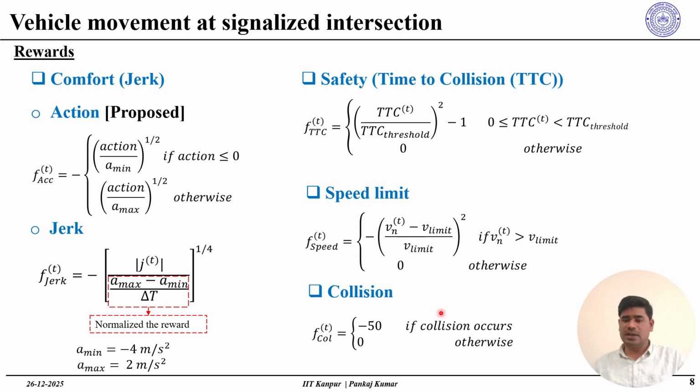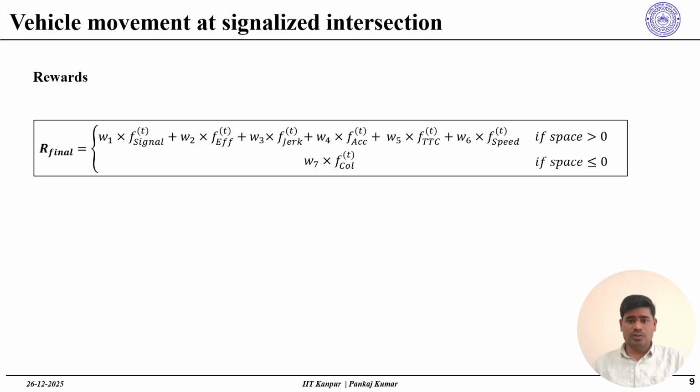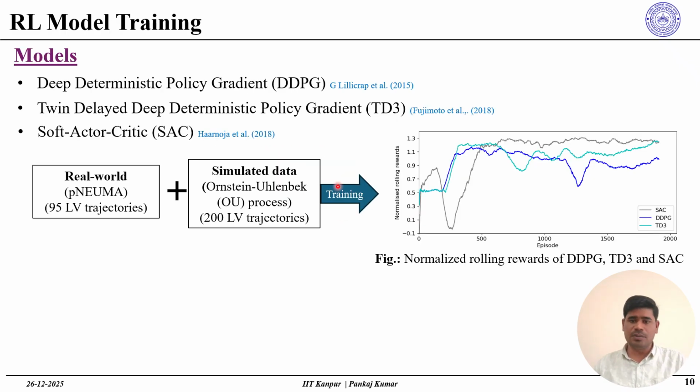And also one more reward: whenever a collision happens, it will get the maximum penalty, minus 50, that we have taken. Once we have defined all the rewards, the final reward is something like this. This is the weighted average of all the rewards that we have previously defined. If the space is greater than 0, it is this; if the space is less than 0, that is the collision reward that the agent will get. Once we have defined the reward function, now we move to the model training.